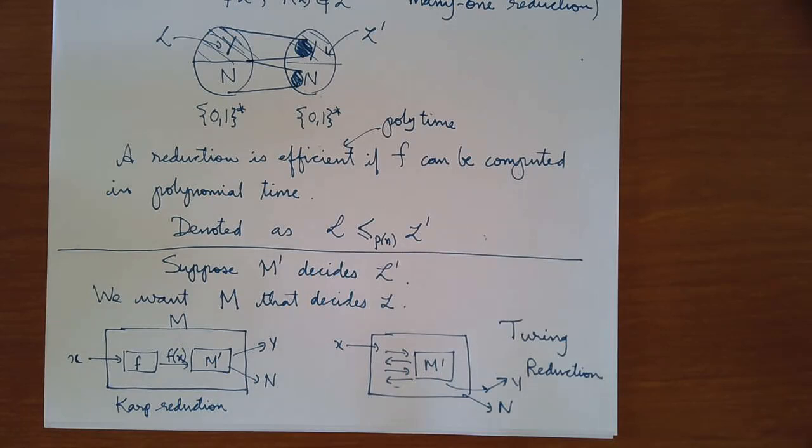So you can look at the equivalence between functions with respect to Karp reductions or Turing reductions, but it turns out that the theory of NP-completeness is based on Karp reductions. But you could also do things with respect to Turing reductions.